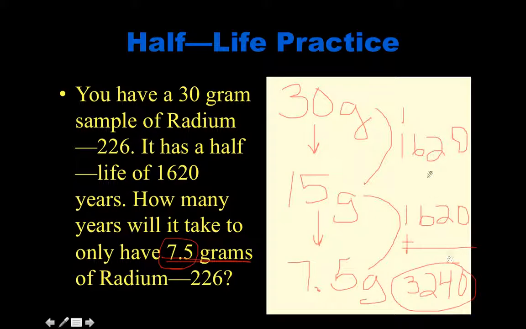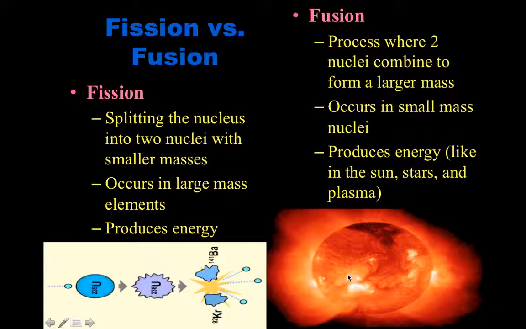So it took 3,240 years. Now another way you could do it other than just adding these up, take 1,620 and multiply it times 2. We're doubling it, okay? That's your half-life practice. So again, set it up for your grams to take the final decay. 30 to 15 is one step. 15 to 7.5 is another step.